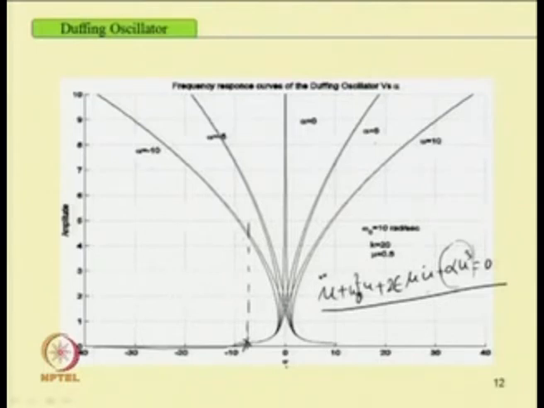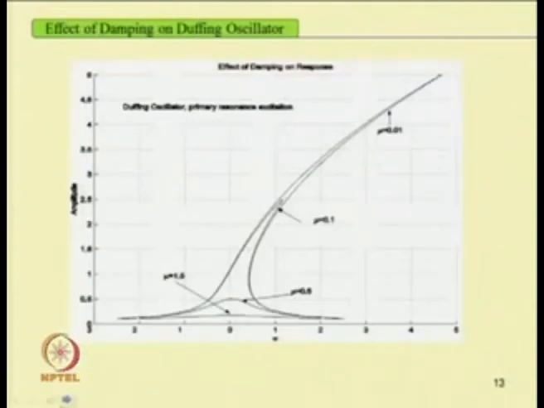As we have changed this alpha value and obtained different types of response, similarly one can change the value of damping, and by changing the damping one can find different responses. For example, in case of the damping parameter mu equal to 0.01, this is the curve, and with the increase in damping one can see the response amplitude decreases.